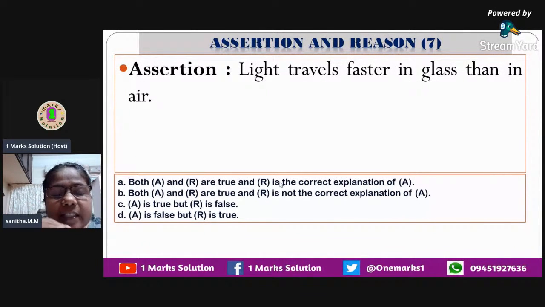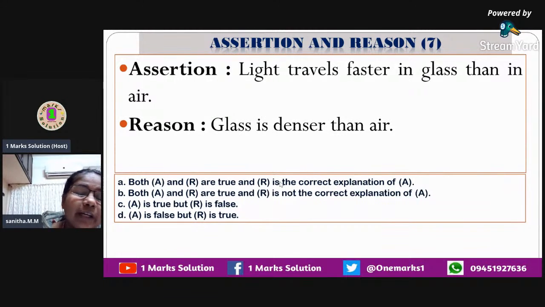This is a basic value you should know when you are going for the higher classes also. The value is 3 into 10 raised to 8 meter per second. So you can remember that it will be faster in air or vacuum. So here the sentence is false.